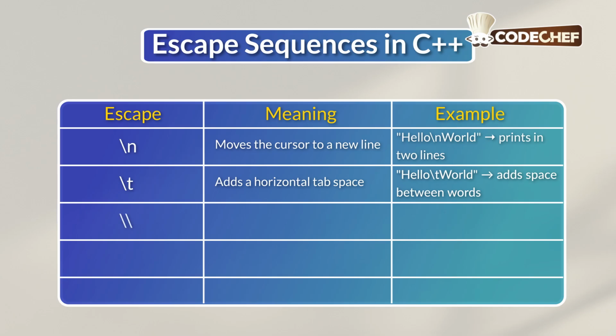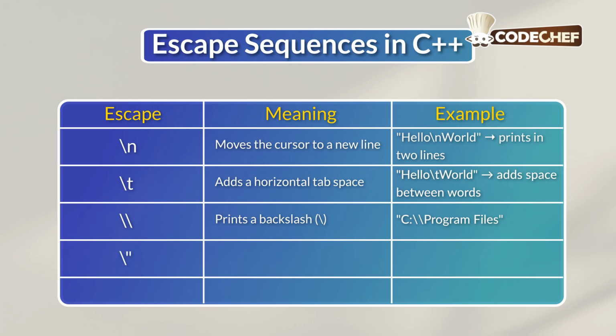Next, \\. It prints a single backslash. For example, in double inverted commas, "C:\\Program Files". This will print C:\Program Files.